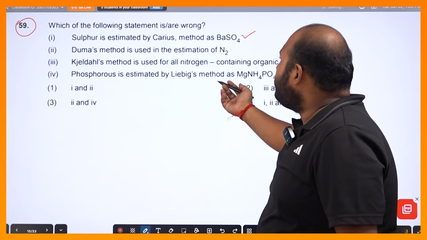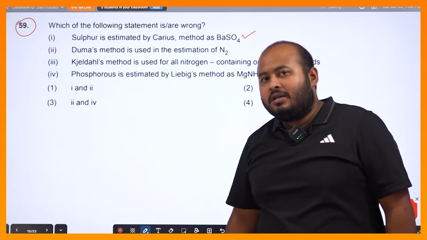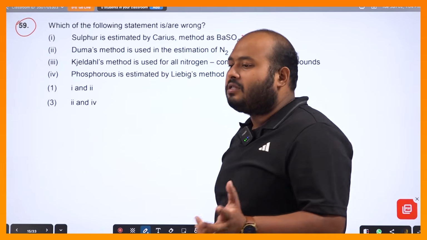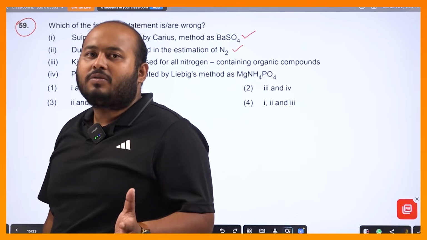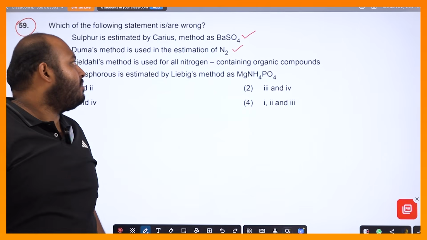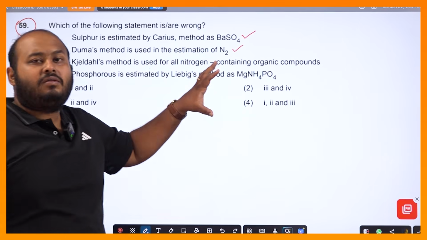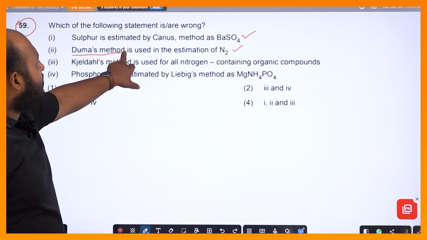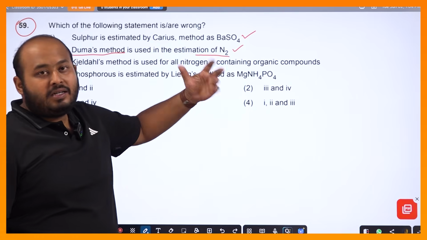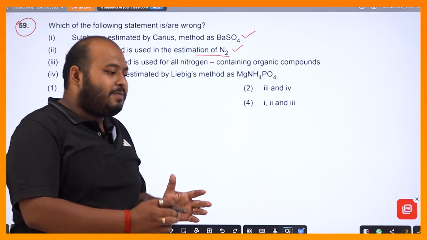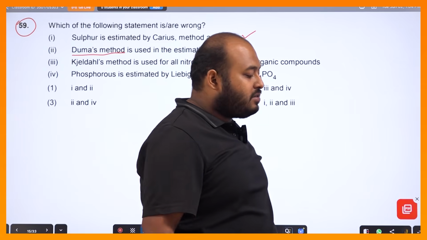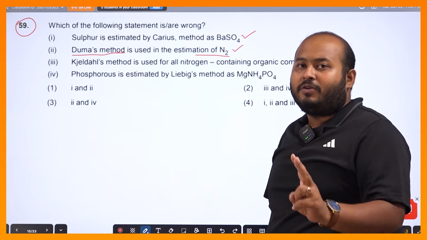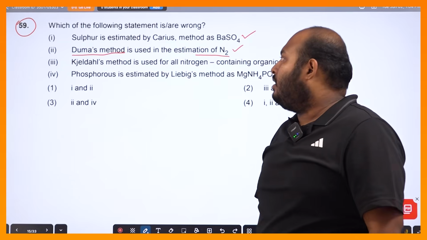Is used to estimation of nitrogen. Yes, it is also correct. Remember that there are 2 parts: one is quantitative, another one is qualitative analysis. So this is the question which is asked from the quantitative analysis part. And Dumas method is one of the methods to estimate nitrogen in a specific compound, and there is one more, that is Gelder's method. So these two methods are very, very important for your exam perspective.